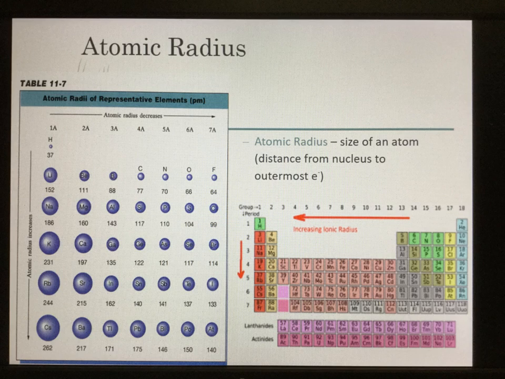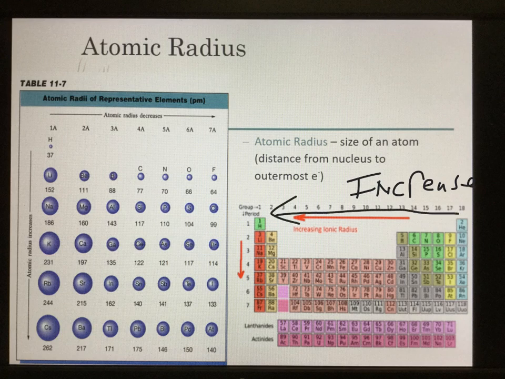Okay, so now for your atomic radius, your trend is to increase from the right to the left and from top to bottom, and that's what we did since last Friday. Okay, so your highest atomic radius will be down here and your lowest will be over here. Okay, so now let's move on.